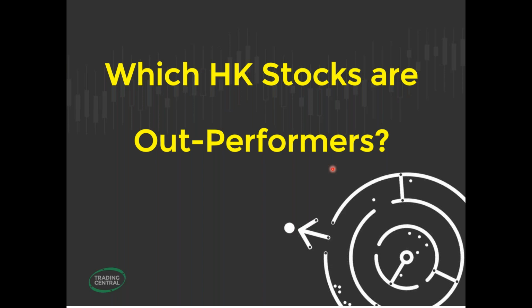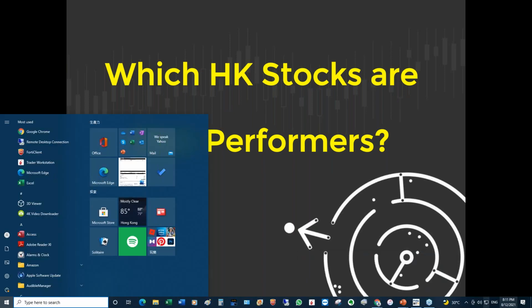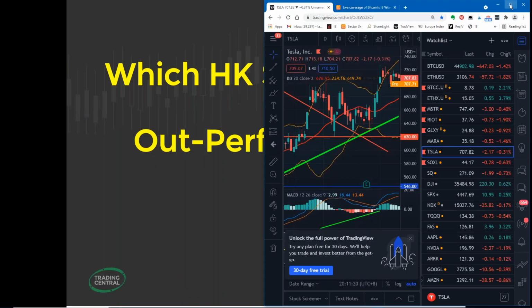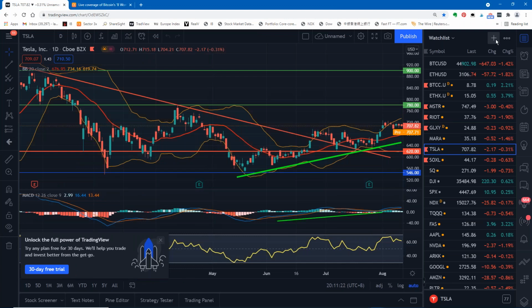Relating to the previous question, how about the property stock in Hong Kong? Property stock in Hong Kong, it depends. I recently looked at Link REIT. Let me see if I can pull up a chart. Can you see my screen? Yes, we can.